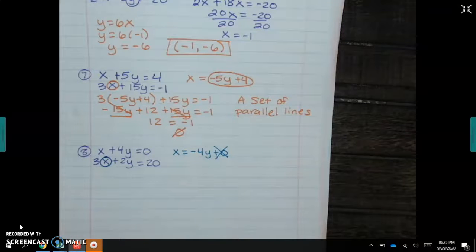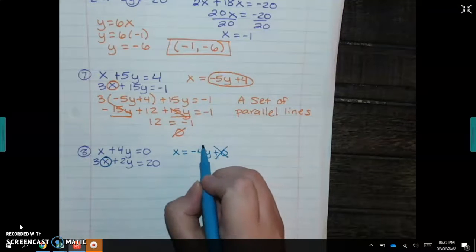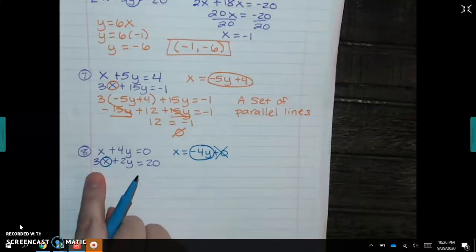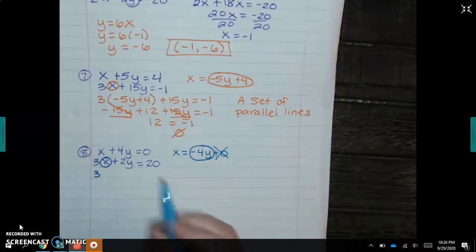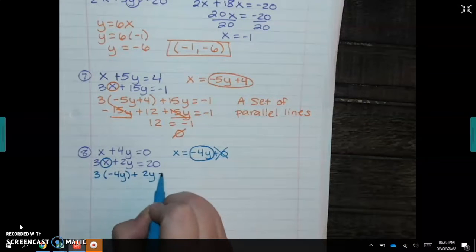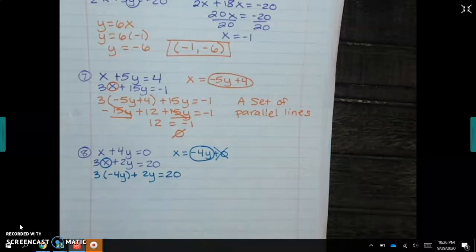Now that I have x by itself, I'm going to look at my second equation and take the x out of it. I'm then going to replace that x with what x equals, which is negative 4y. So for this second equation, you're going to keep the 3, take out the x and replace it with negative 4y, keep the plus 2y, and the equals 20.